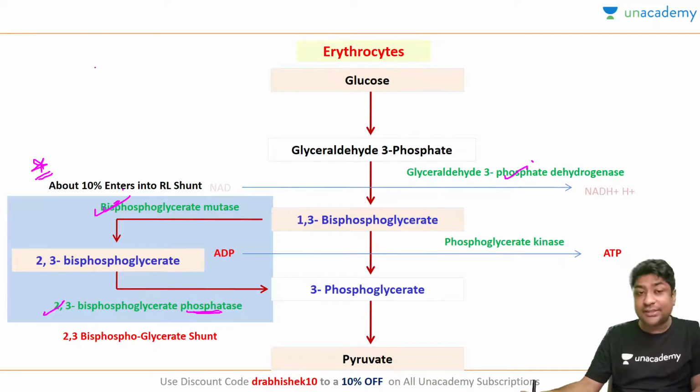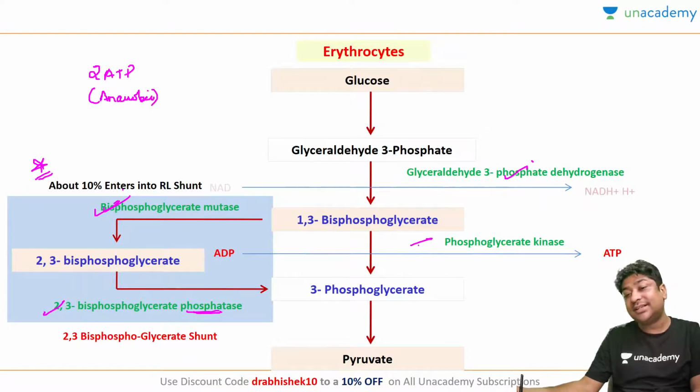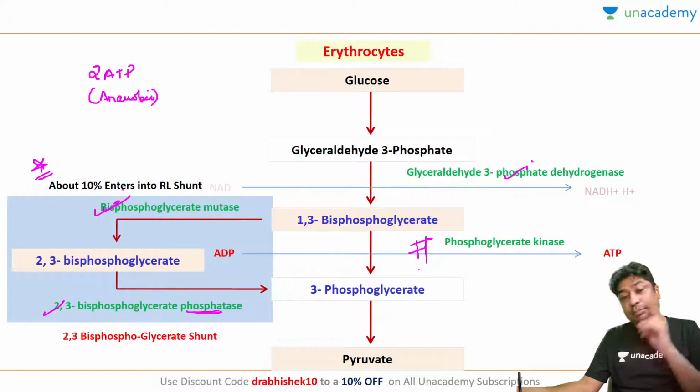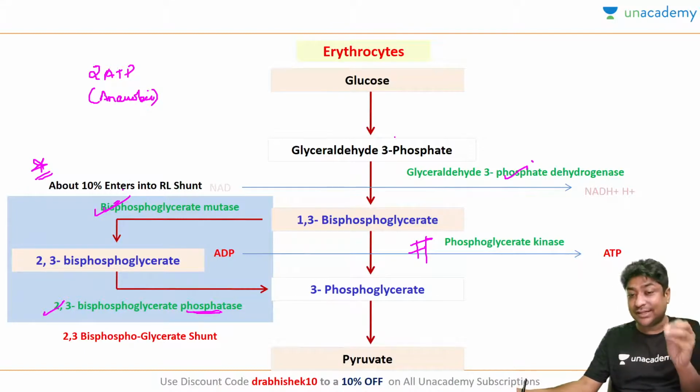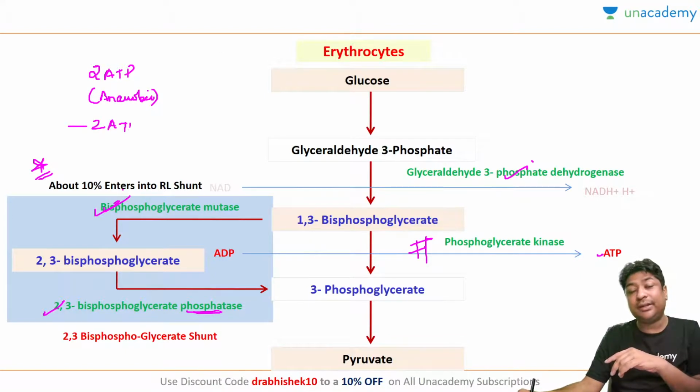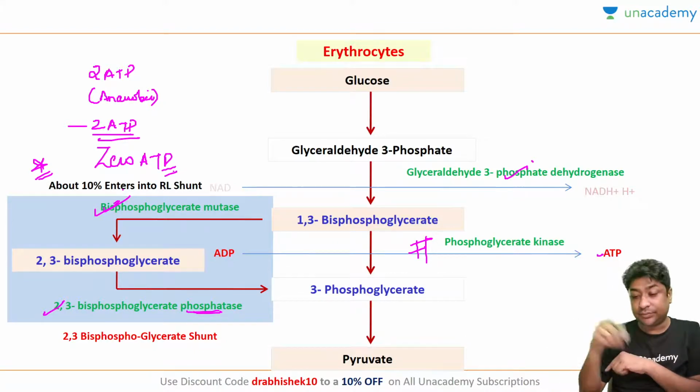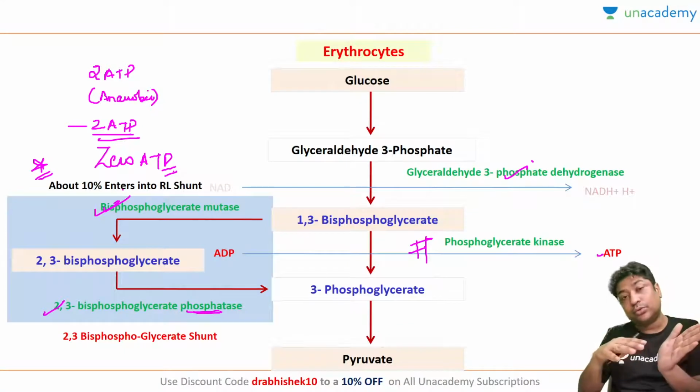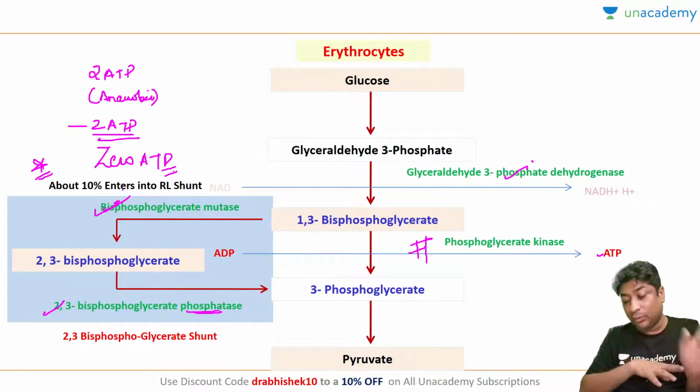Now, the important thing is, you know that in RBC, 2 ATP are formed because RBCs undergo anaerobic glycolysis. And when this shunt happens, you realize that this step is bypassed. So per glyceraldehyde 3-phosphate molecule, 1 ATP is lost here. So 2 ATP in total. When we subtract that 2 ATP, whenever a glucose goes through the RL shunt, there is no ATP formed. And this is a very, very favorite question. Whenever glucose enters the RL shunt, there will be no ATP formed.